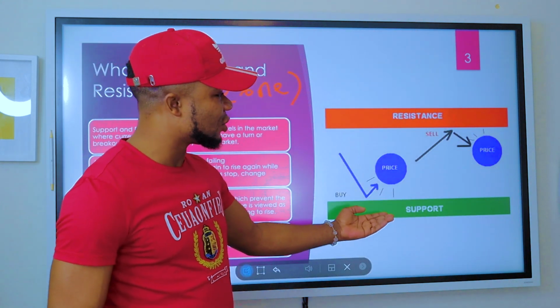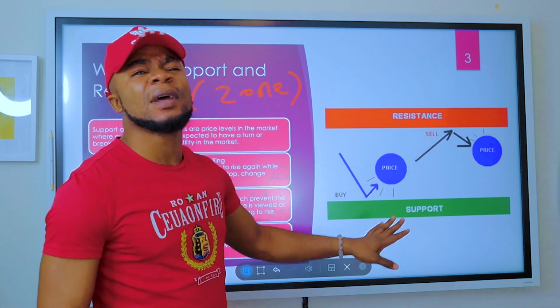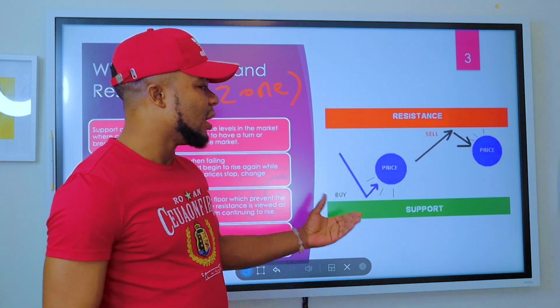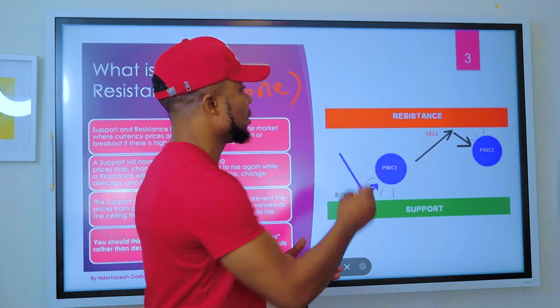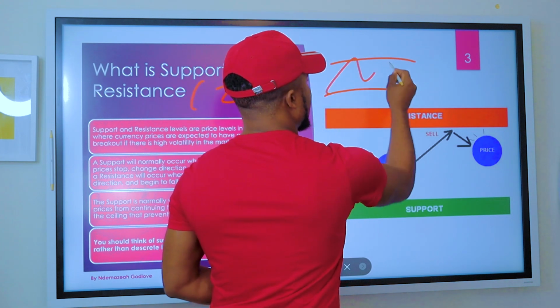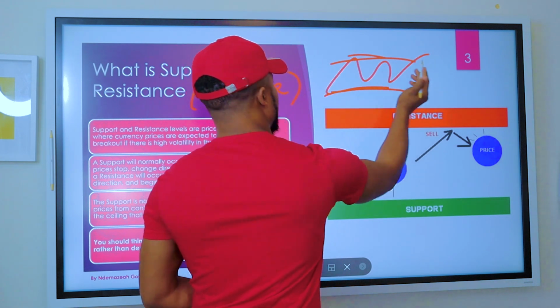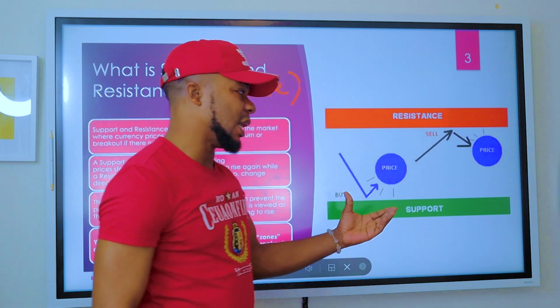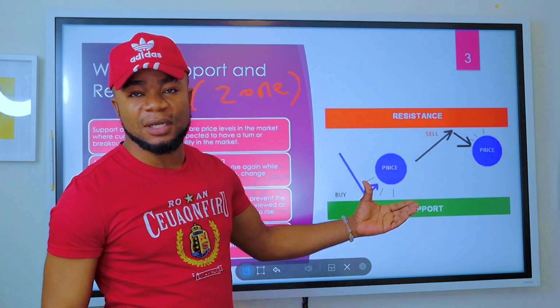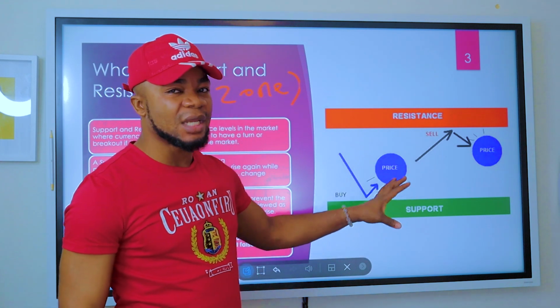You can see here we have the support line and the resistance line. This is very basic, and this is for a sideways market. For a market like this, with support and resistance, the chart will look something like this. So this chart is very, very basic.